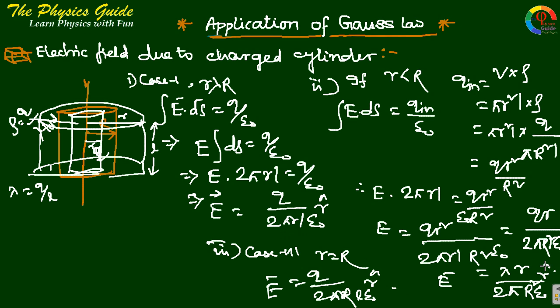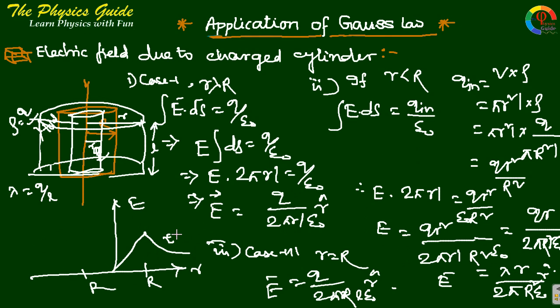So these are the three cases, and if we plot a graph of electric field with respect to r, we see that for the first case E is proportional to 1 by r, and in the second case E is proportional to r. So inside the cylinder E is proportional to r, a straight line, and then outside it goes as 1 by r. So the graph is like that, E proportional to 1 by r. There should also be symmetry on the opposite side.